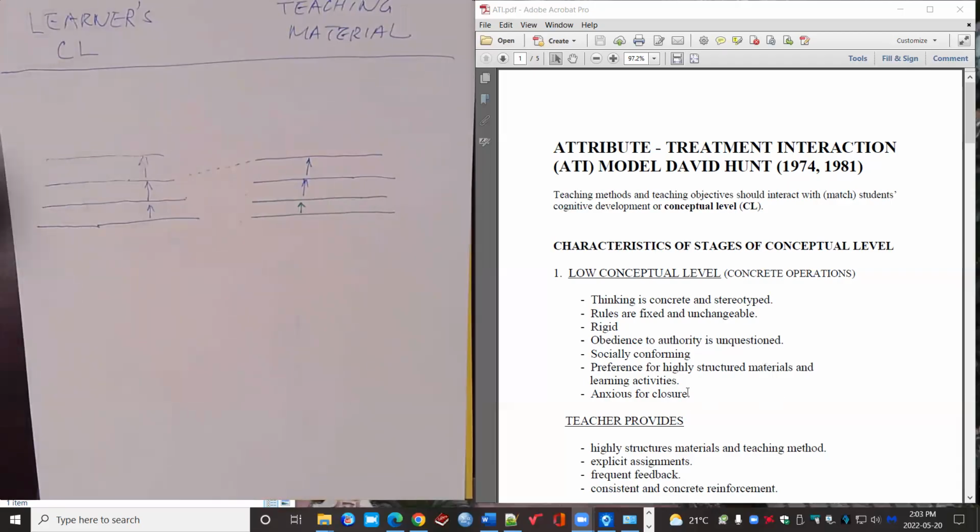Anxious of closure. What is that? That is to say, they like to receive the answer, yes to the question or no. So they want something solid. Because remember, at this stage, right is right, wrong is wrong.